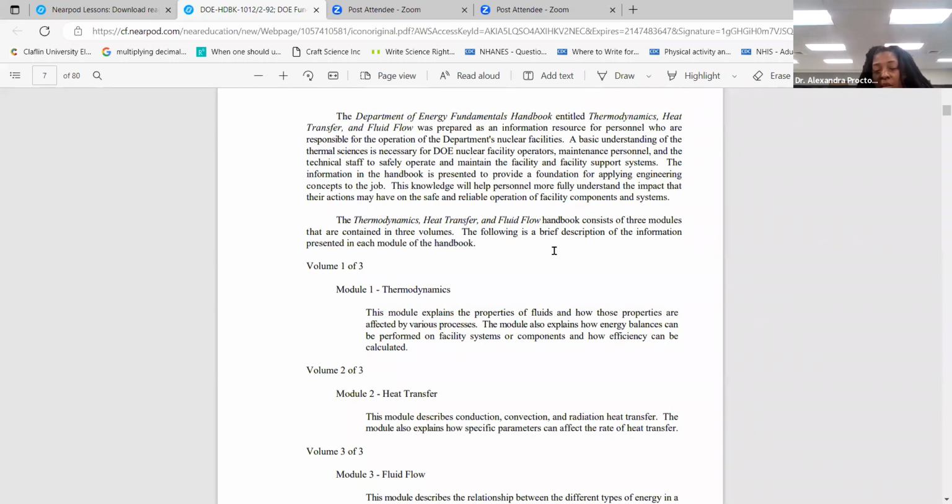In Volume 2, we're going to talk about heat transfer. In this module, we're going to look at conduction, convection, and radiation heat transfer. And this module also explains how specific parameters affect the rate of heat transfer.